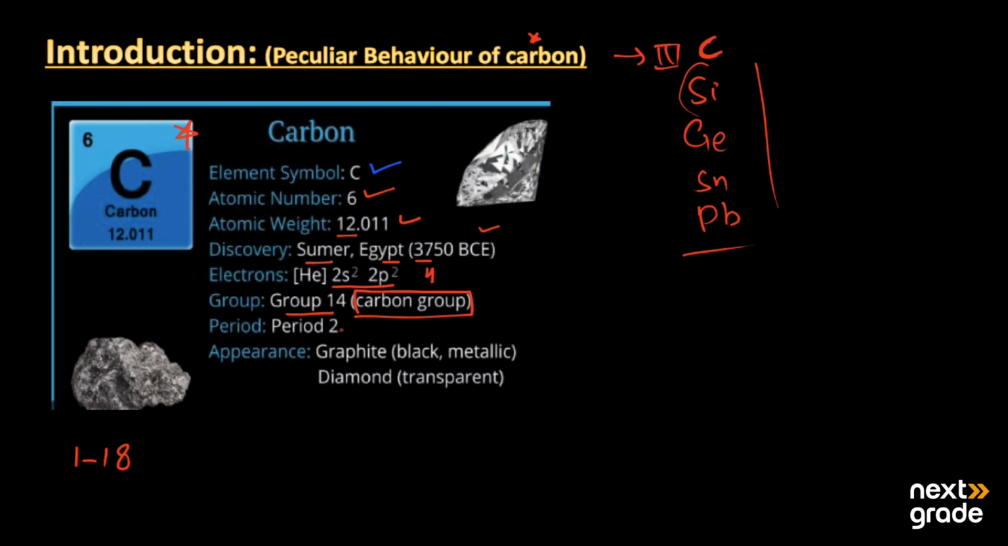Its period number is 2, and the appearance of carbon is black metallic when it is present in the graphite allotropic form, but on the other hand, when it is present in the diamond form, it is transparent in nature. So these were the simple properties of carbon. But now we will discuss its peculiar behavior, how it is different from the other elements.